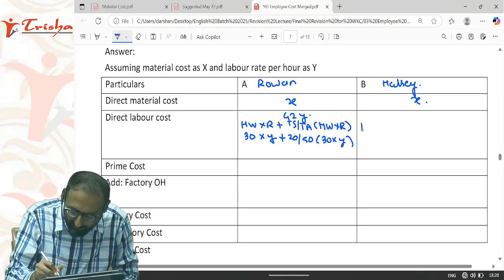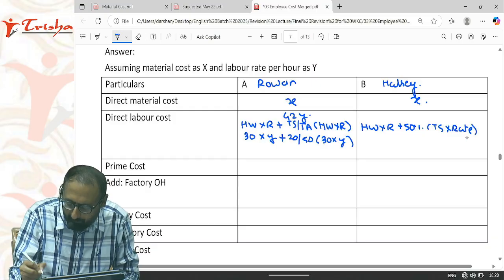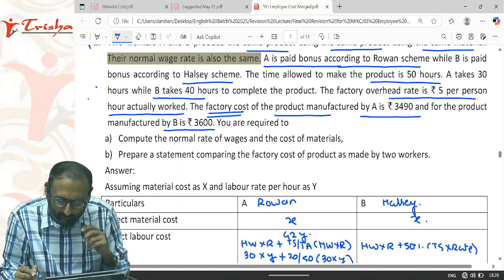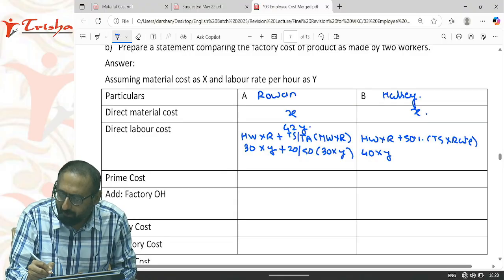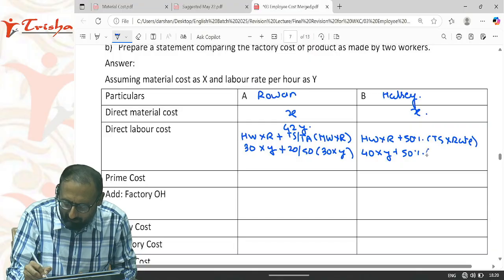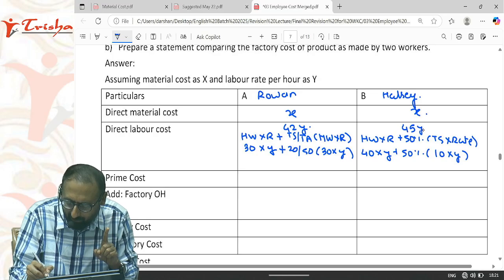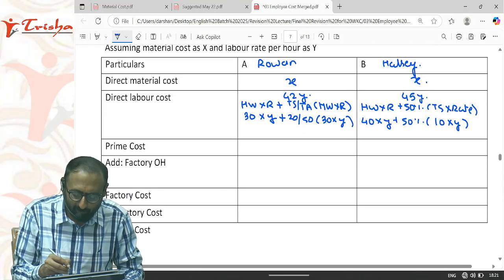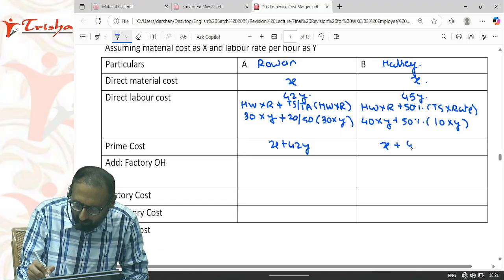B is paid according to Halsey. The formula for Halsey: hours worked multiplied by rate per hour plus 50% of time saved multiplied by rate per hour. B has taken 40 hours, multiplied by rate per hour Y, plus 50% of time saved, which is 10 hours, at rate per hour Y. The answer comes to 45Y. Direct material plus direct labor is prime cost, so the prime cost is X plus 42Y for A and X plus 45Y for B.